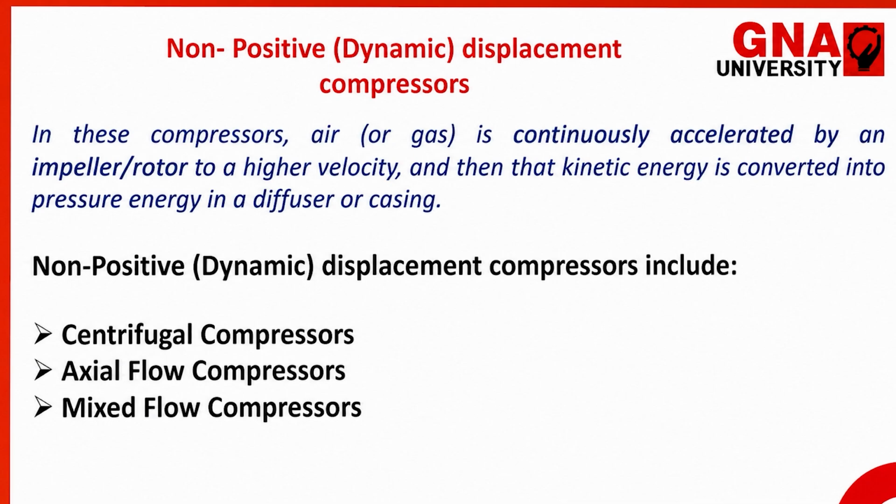So what happens in this type of compressor? Continuously, the air is accelerated to a higher velocity, then the high kinetic energy due to the high velocity in the air is converted into high pressure energy with the help of a diffuser or a casing. Okay, so the non-positive or dynamic displacement compressors include the centrifugal compressor, axial flow compressors, and mixed flow compressors.